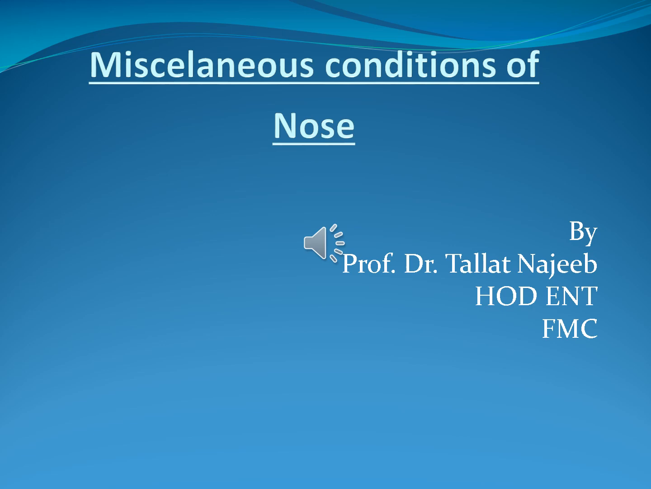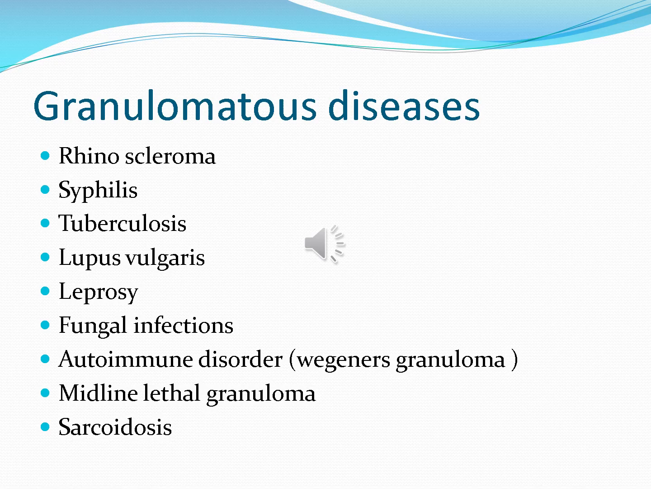So miscellaneous conditions include various situations like foreign body in the nose, like maggots in the nose, granulomatous conditions, and fungal infections of the nose and paranasal sinuses. First of all, there are granulomatous diseases of the nose and the paranasal sinuses. This is the list of granulomatous diseases, including simple chronic infections, fungal infections, and some autoimmune diseases.